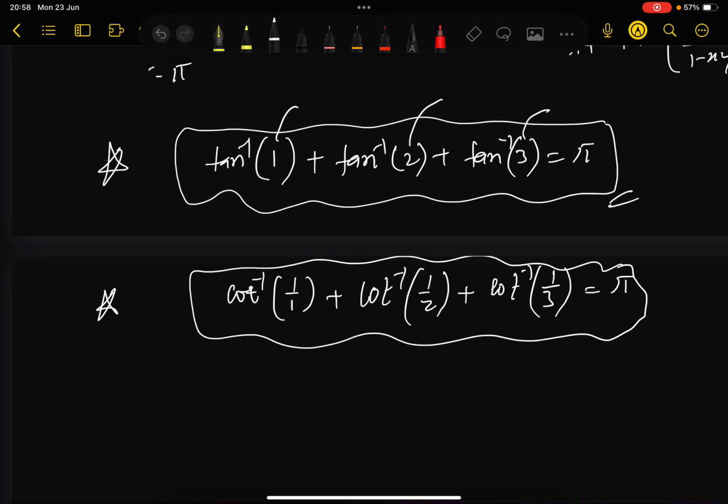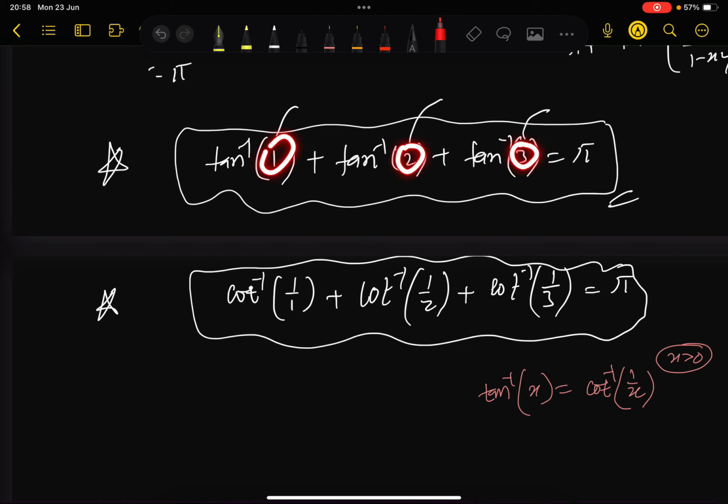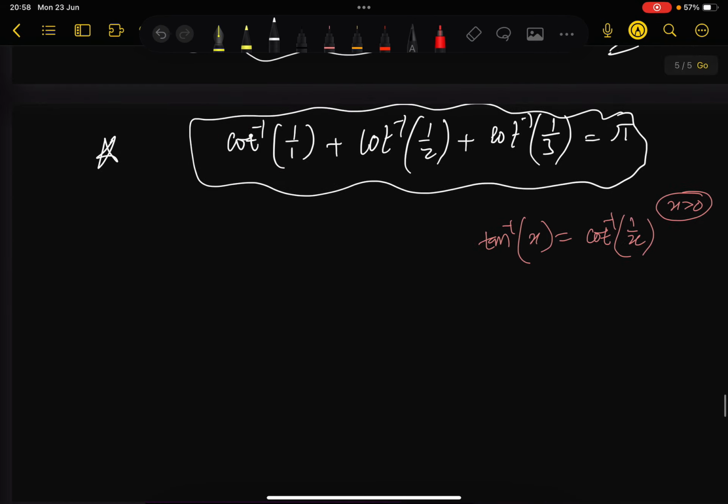What I am doing is using the formula we have studied: tan inverse x equals cot inverse 1 by x if x is greater than 0. Here you can see these are positive numbers, greater than 0, that's why we can directly use this manipulation. So this second one is also important.